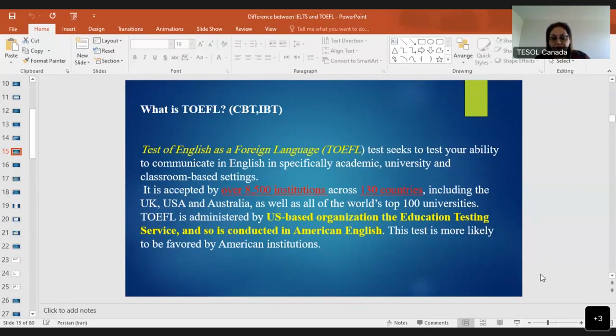And it's accepted by over 8,500 institutions across 130 countries. But it's very common in North America, UK, USA, Australia. Nowadays, Australia mostly asks for PTE, but still they accept TOEFL and IELTS. In Europe, IELTS, and in Asia, IELTS is more common, even in North America. But TOEFL is very common in North America. TOEFL is administered by a US-based organization, the Educational Testing Service, and so is conducted in American English.